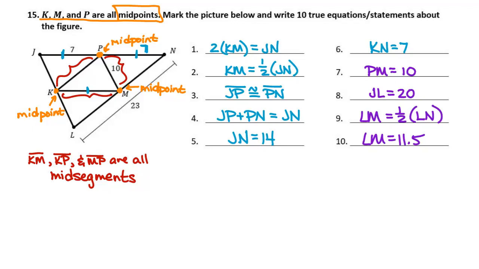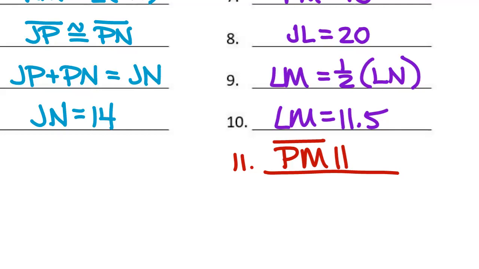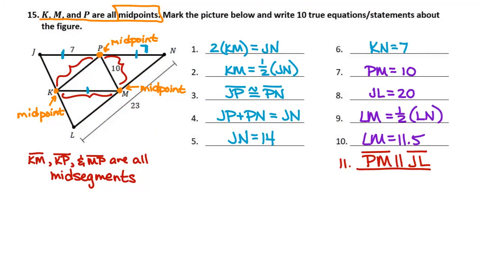I could give us another one for free here. We didn't just learn that the mid-segment was half of the side it doesn't intersect. One of the other things we learned is that the mid-segment, so I'm going to say PM here, is parallel to the side that it does not intersect. So PM would be parallel to JL. So that's another statement I could make here. Yes.